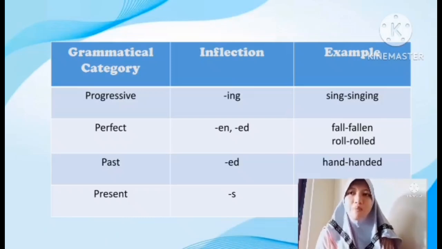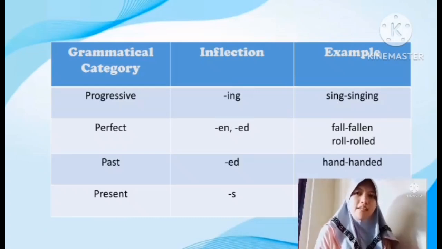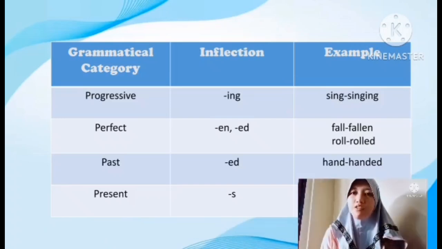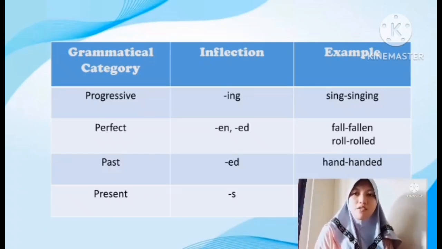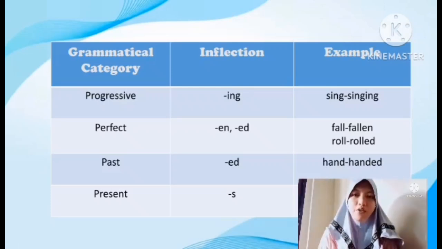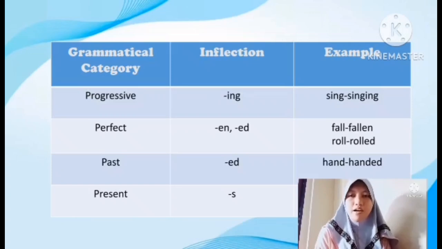Now for the perfect in grammatical category, we have the inflections en and ed. The examples are fall and roll. So if we're going to add the en at the end of the word fall, it's going to be fallen. For roll, it's going to be rolled because we add the ed. Now for the past, that means the action already happened or is already done. The inflection that we have here is also ed. So the noun hand can be turned into a verb by adding ed at the end of it, which becomes handed.